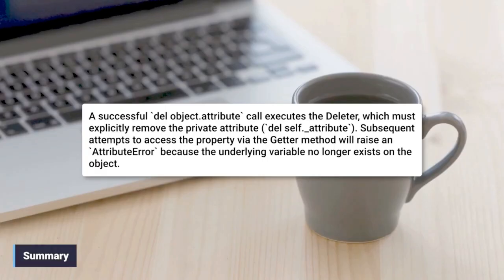To summarize, property decorators, getter, setter, and deleter, give you total control over attribute access, modification, and removal. This concludes our section on encapsulation. Next, we will move on to working with the JSON data format in Python.